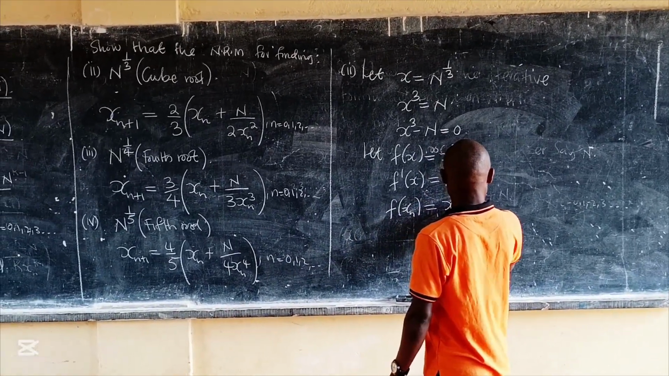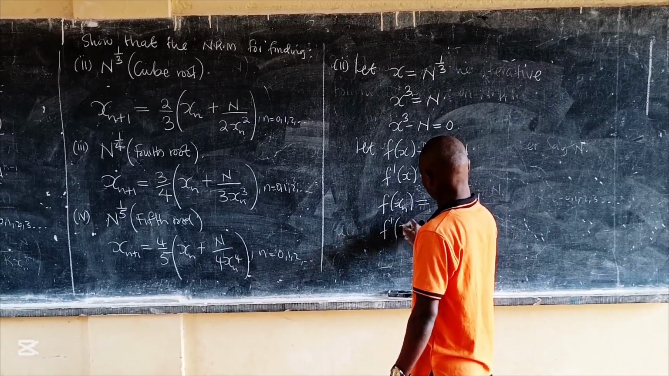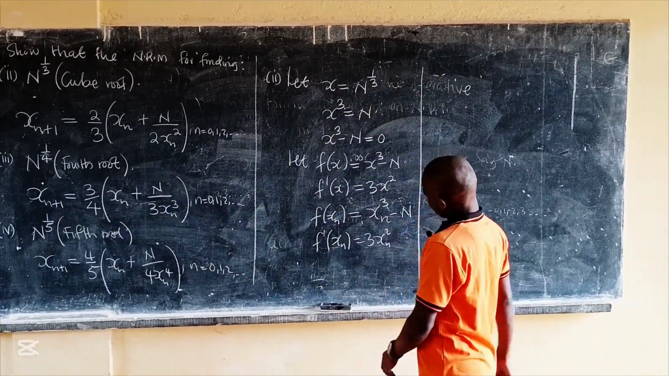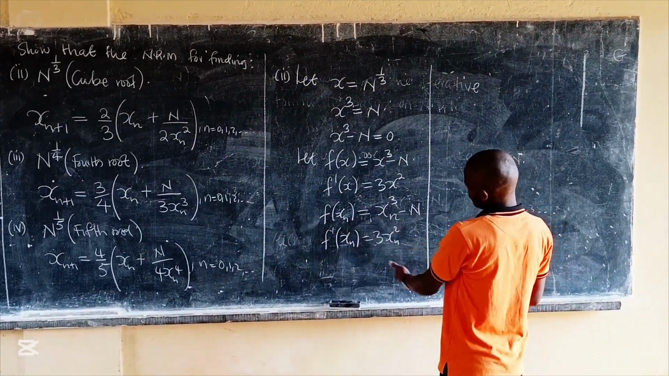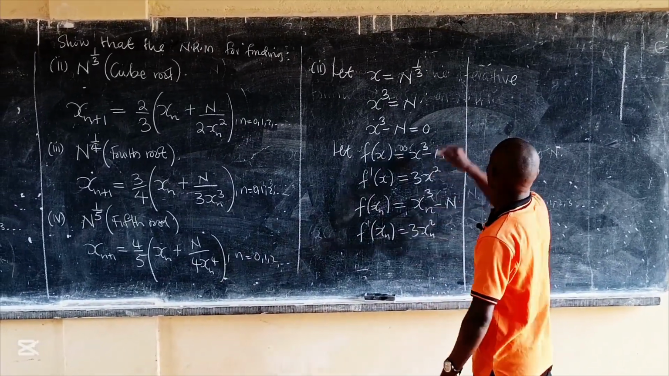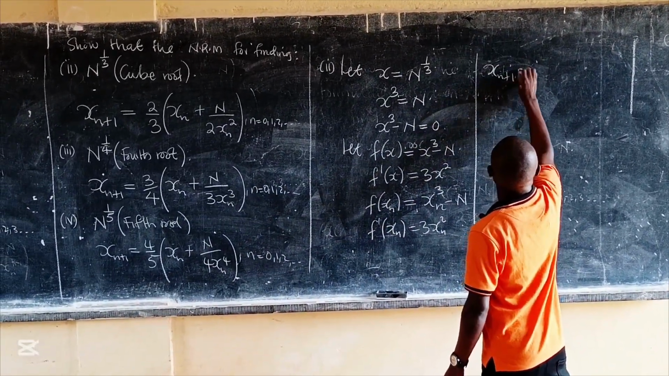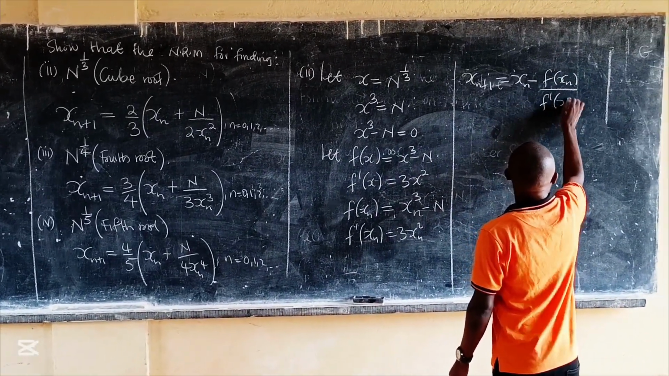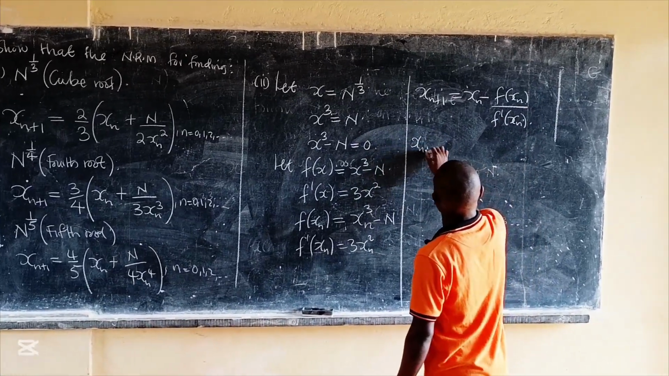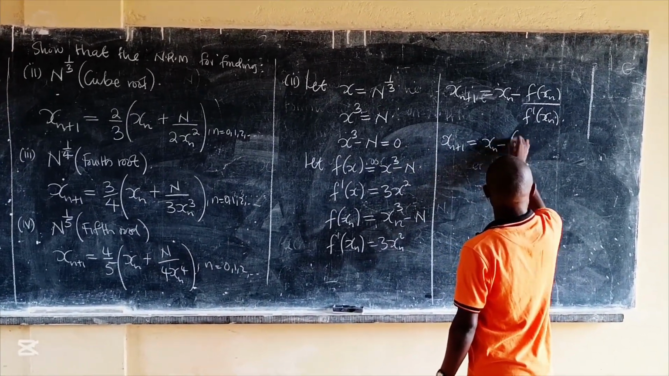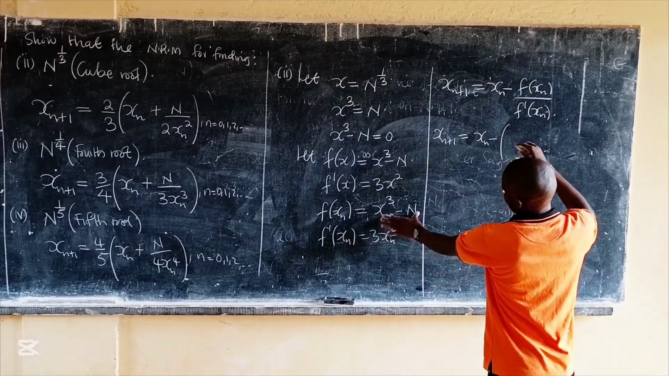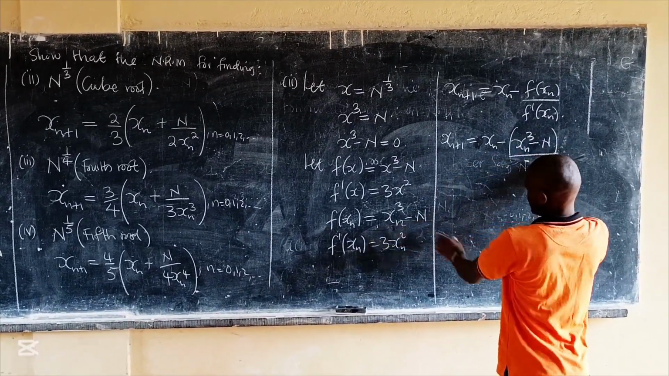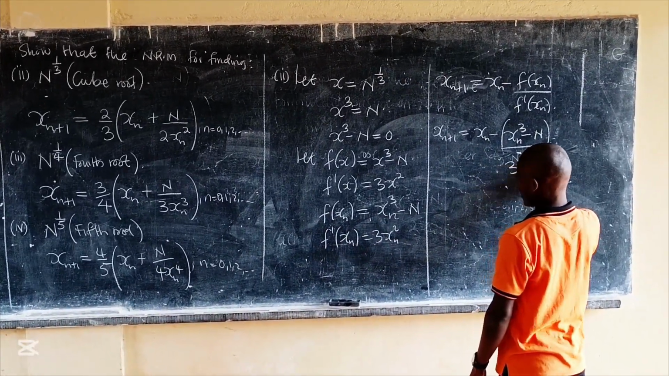So this will be x_n cubed minus N, then the derivative at x_n will be 3x_n squared. So these functions that we have obtained, we are now going to substitute in the formula, which says that x_{n+1} is x_n minus f of x_n divided by the derivative at x_n. Then we are going to have this as x_n minus f of x_n, which is x_n cubed minus N, and we are dividing this by 3x_n squared.